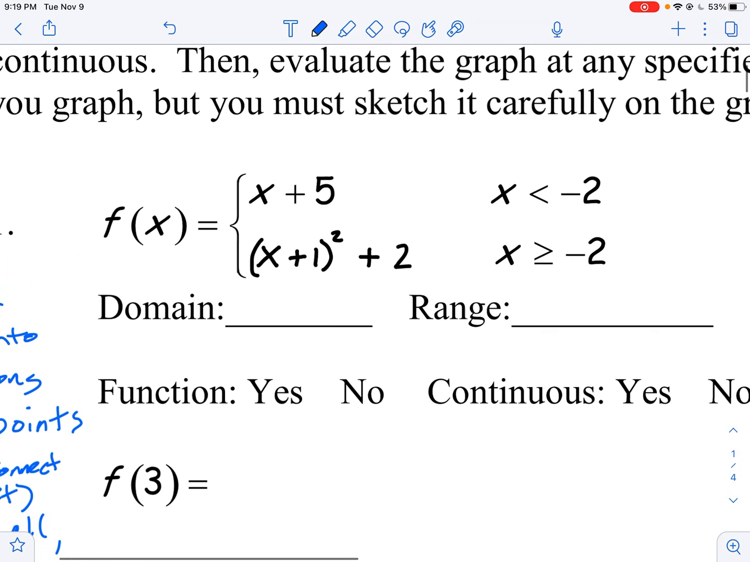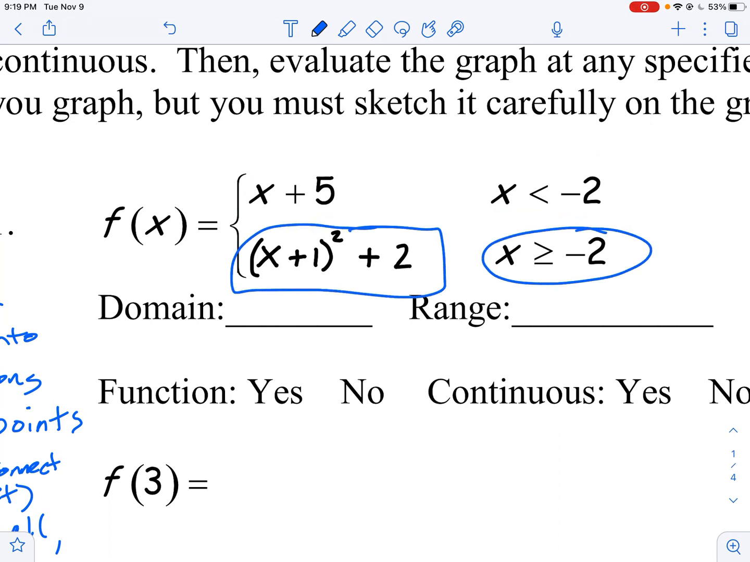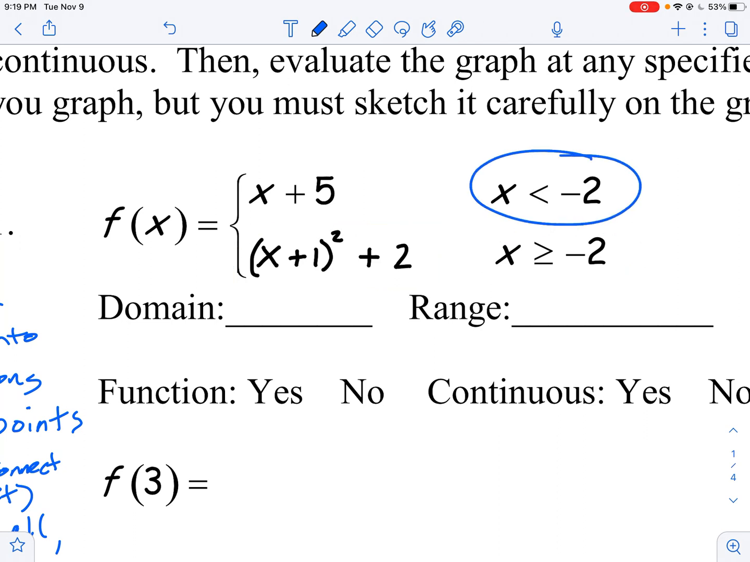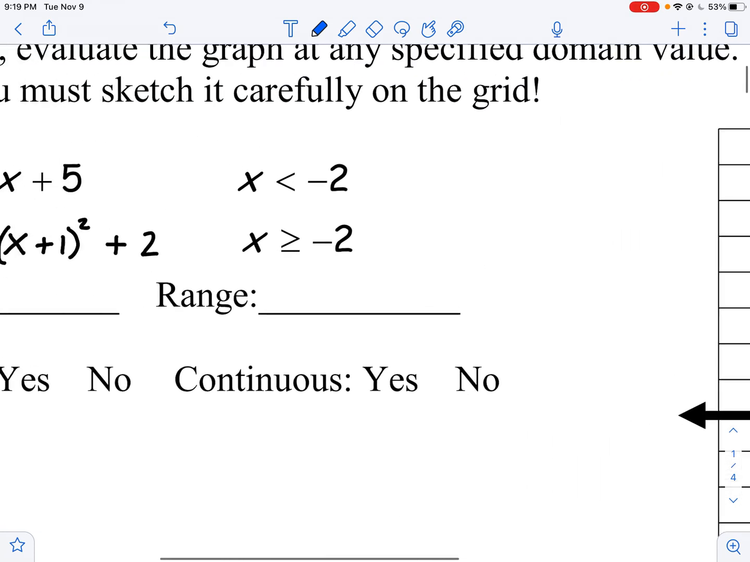And the way you read this is, here's our function. The function is the first option when your x's are less than -2. And then your function is this second option when the x's are greater than or equal to -2. So basically, to the left of -2 is going to be this line, and to the right of -2 is going to be this quadratic. Over here is going to be a line, and over here is going to be my quadratic, okay? Let's go ahead and plot the points that make these 2 graphs.